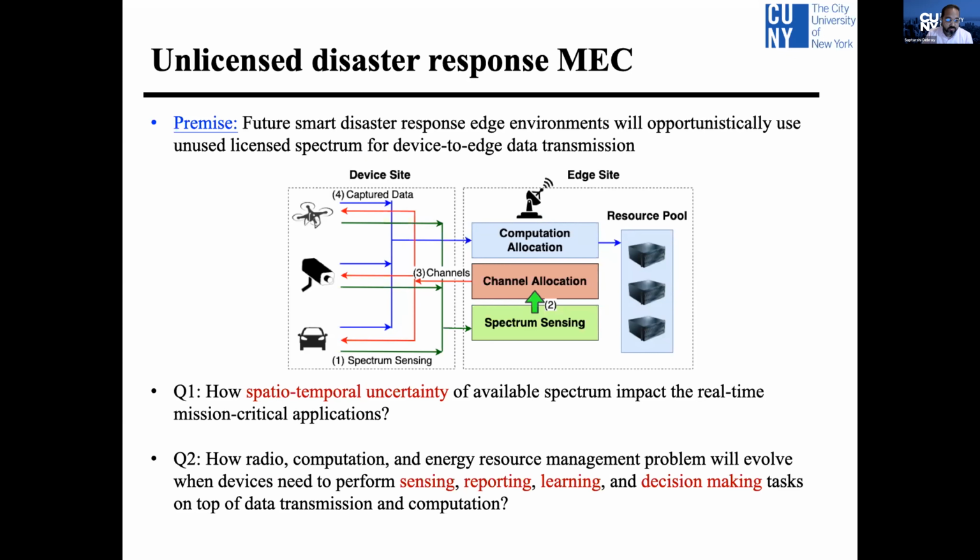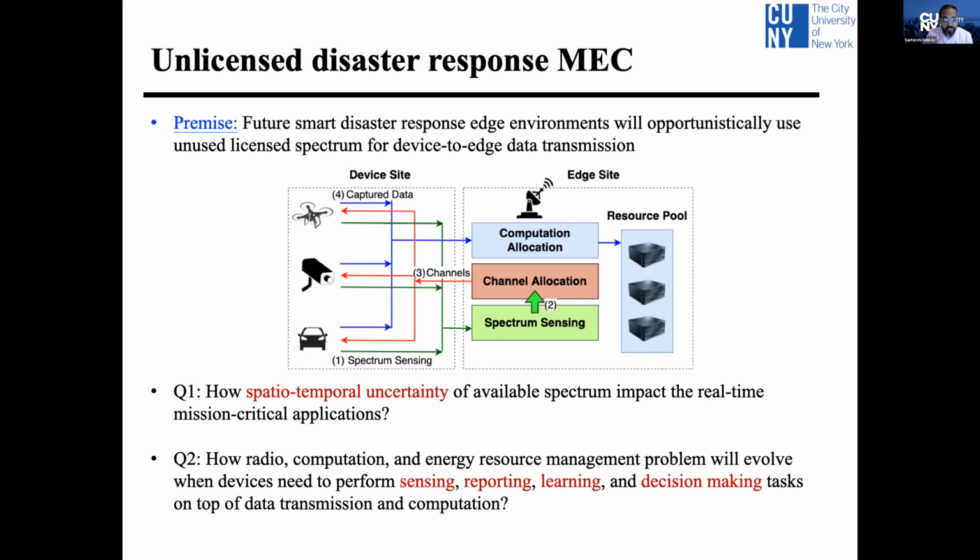So the question there will be how spatiotemporal uncertainty of spectrum impacts real-time mission critical applications. We have to do certain experiments to see how that impacts it. And something that was discussed in the morning session by some researchers is using federated learning for channel availability prediction, using some machine learning algorithm and federated learning to do it.